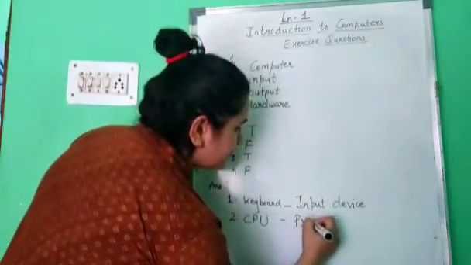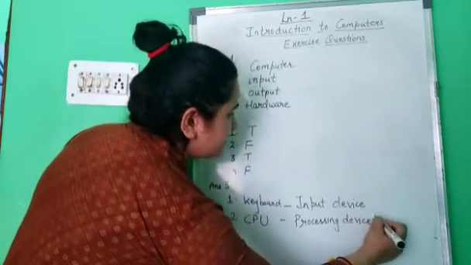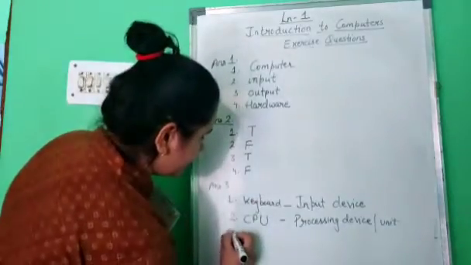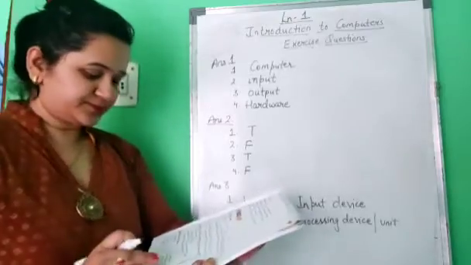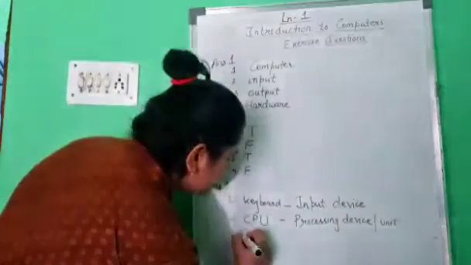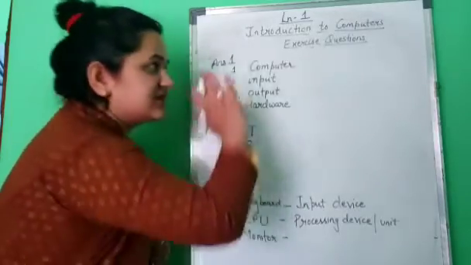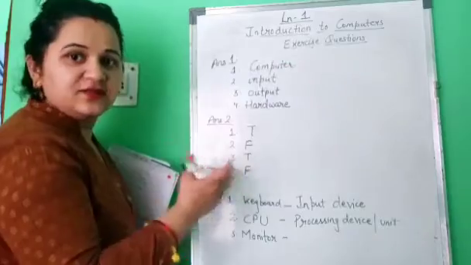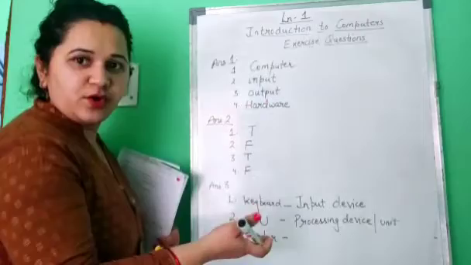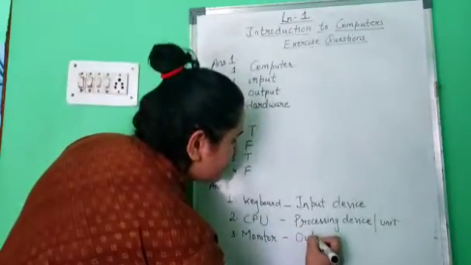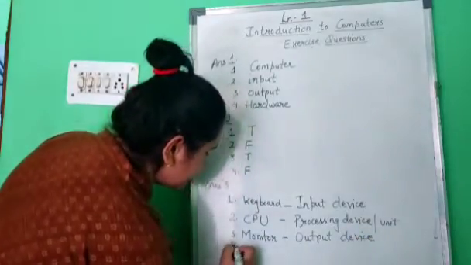Okay, so write down processing device or unit. Okay, now come to the third part. Monitor. Monitor is what, children? Yes, it is an output device. Whatever result we get displayed, we can see it on the screen. So the computer screen is known as the monitor, and we are watching the result on that screen. So monitor is an output device because it helps us to see the result.